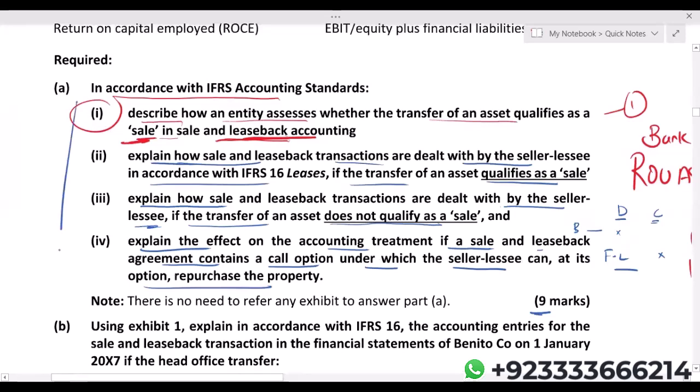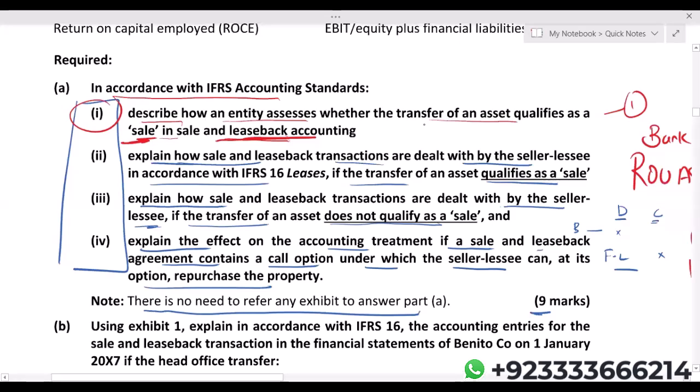So students, for the 9 marks, you have to explain all these 4 areas. And they're saying there's no need to refer to any exhibit for answer part A. It means that if you have a really good grip on IFRS 16 Leases, including IFRS 15 as well, very easily you can answer all the points.